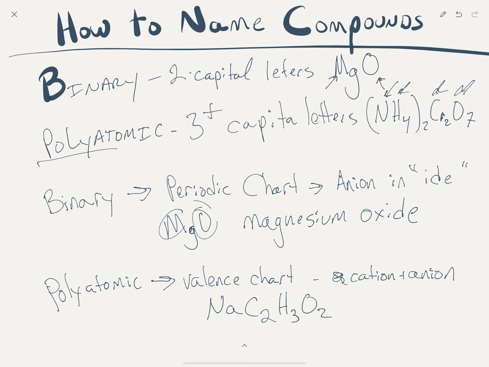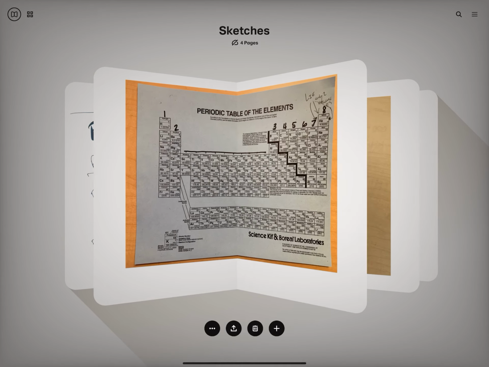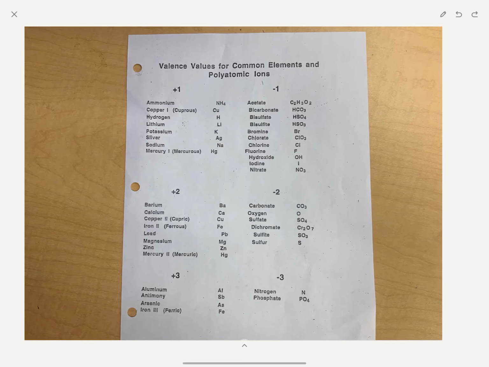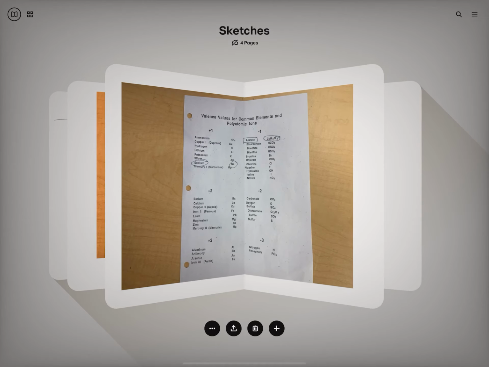Okay, now how did I get sodium acetate? Let's take a look. Once again, we know it's polyatomic because there's more than 2 capital letters, so we're going to use the valence chart. The valence chart is that thing I gave you yesterday that looks like this. So the first thing that we had down there was sodium. Here's Na, so you write down the word sodium. And then the rest of it, C2H3O2, is right here. And so simply, you name that sodium acetate.